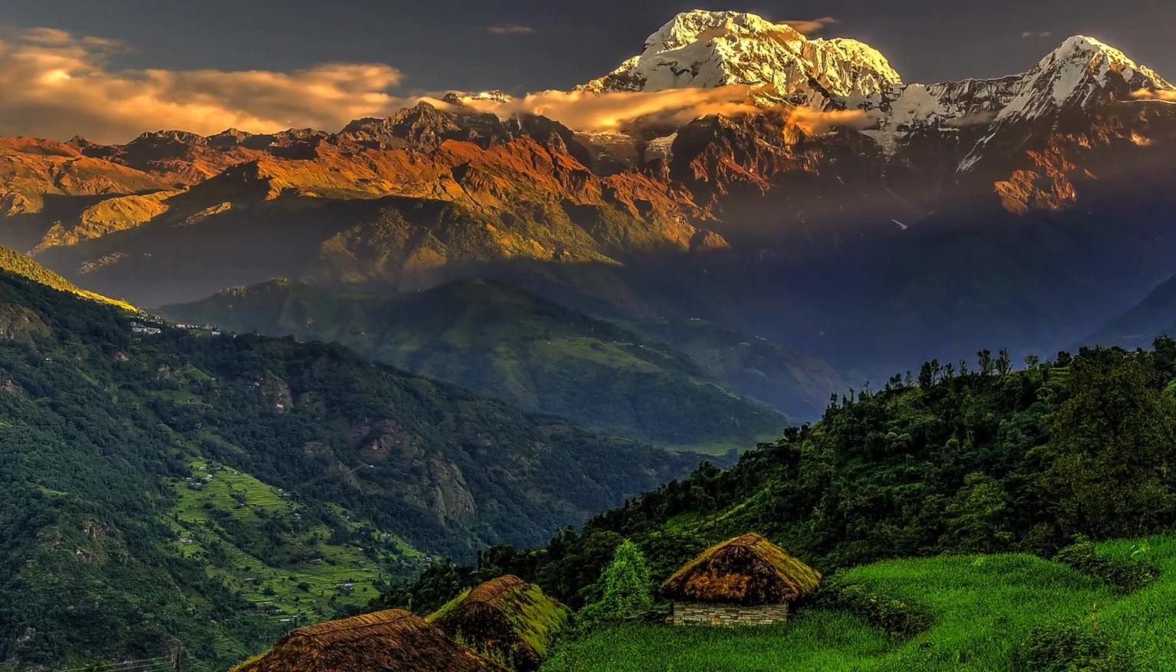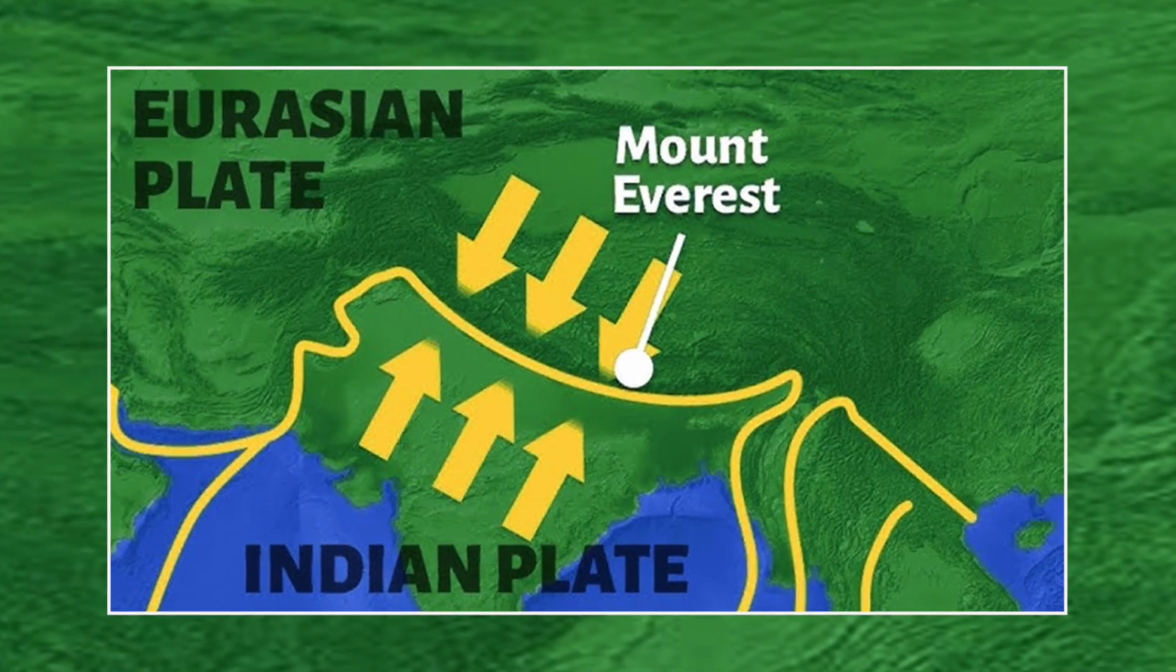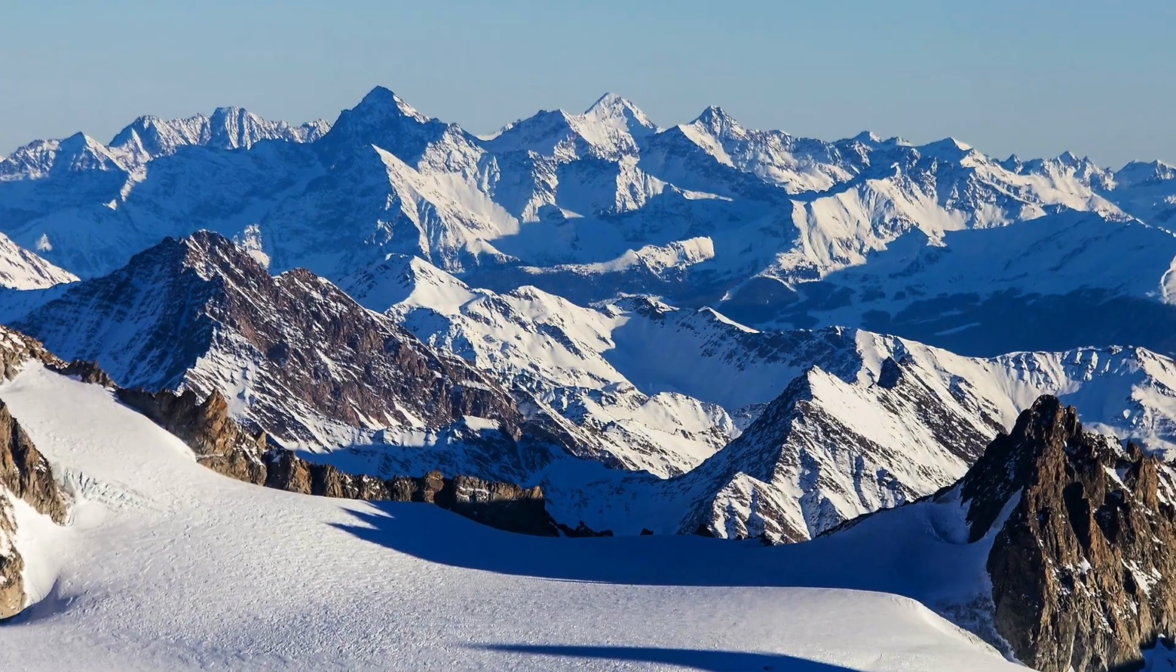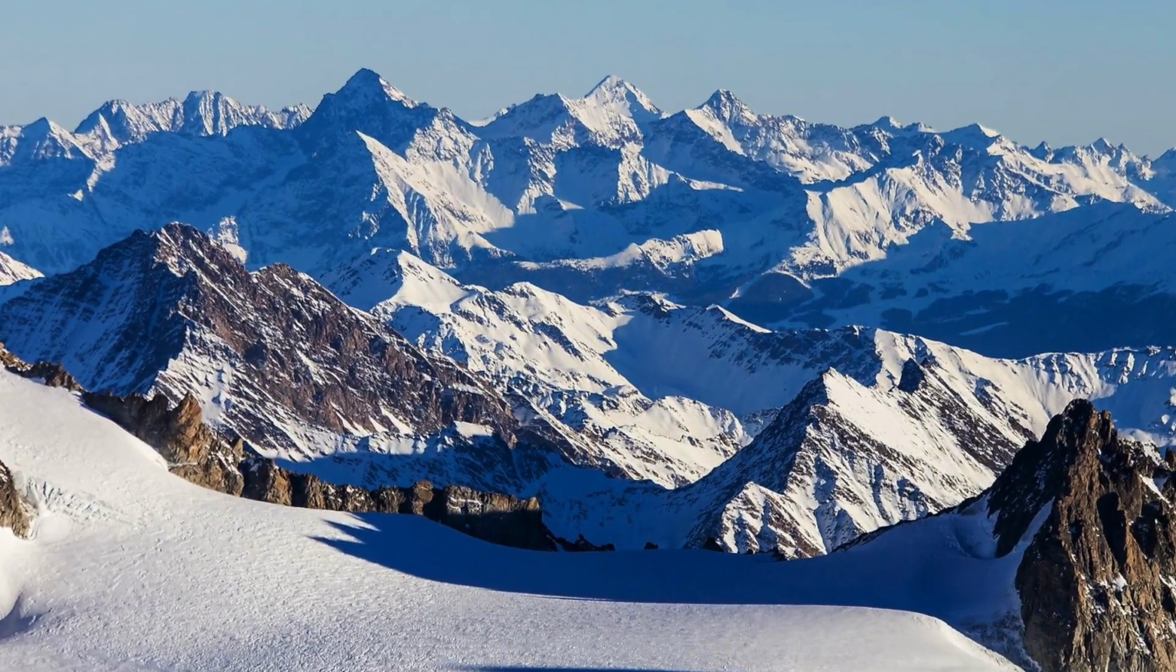The common examples are the Himalayas, which are in Asia, in India, formed by the colliding of the Indian plate with the Eurasian plate. Next are the Alps, which are in Europe, formed by the African plate colliding with the Eurasian one.